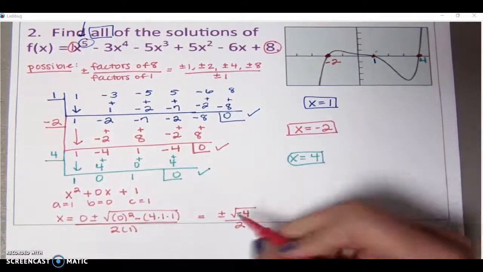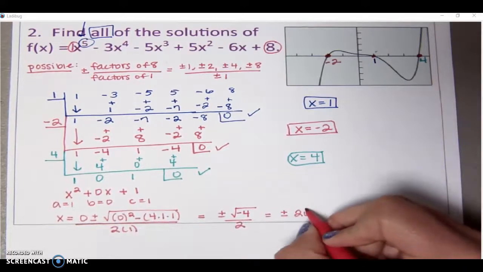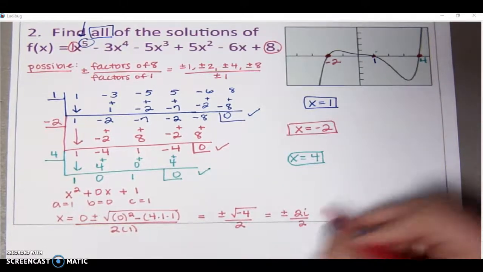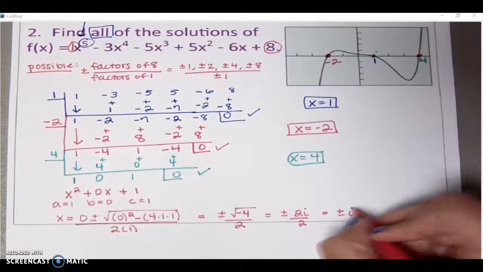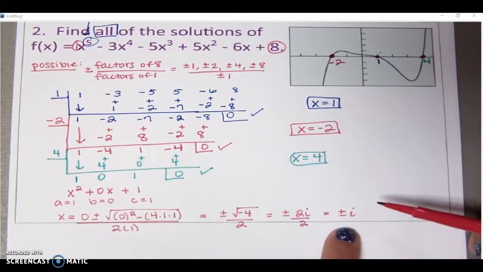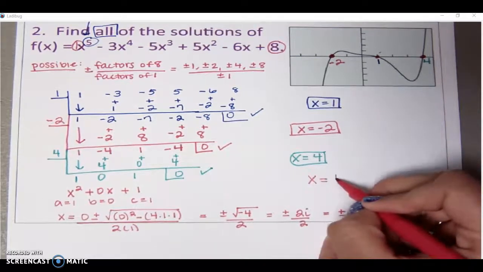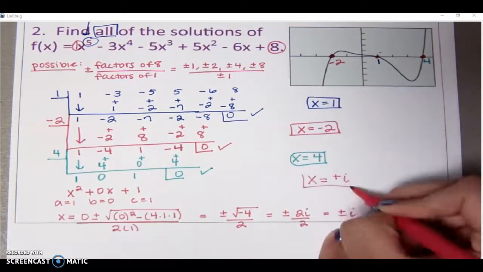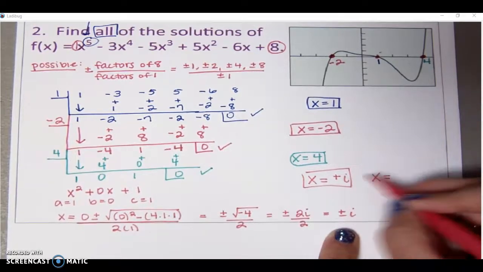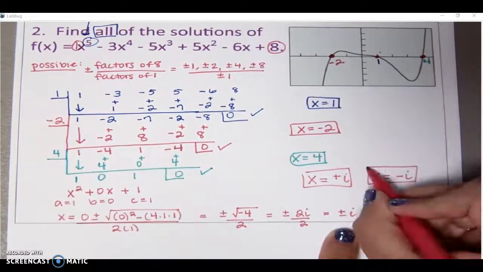Remember, when you take the square root of a negative number, that gives you i. So the square root of 4 is 2, but we're going to have 2i over 2. It's going to give us plus or minus i. So remember how we said the imaginary numbers always come in pairs. We'll see how this has plus or minus. So my other 2 answers are positive i, and then we have negative i.